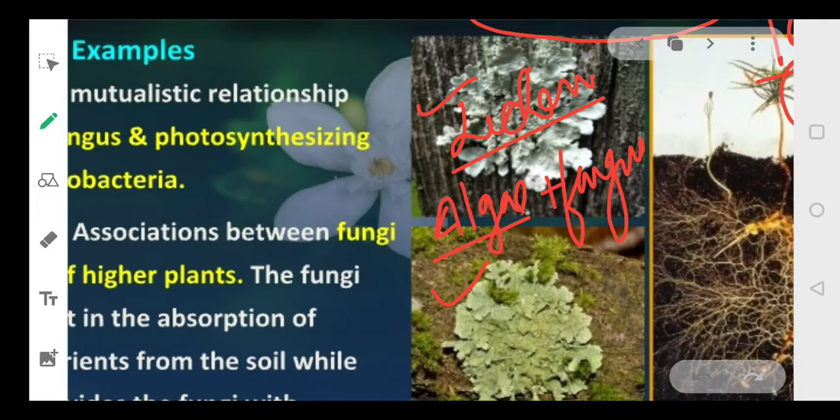Algae will bring about photosynthesis and prepare the food, while the fungus will obtain all the necessary materials that are required for food production. It will absorb all the essential materials. So both are benefited from this. Algae will get the nutrients, while fungus will get the food that is prepared by algae.